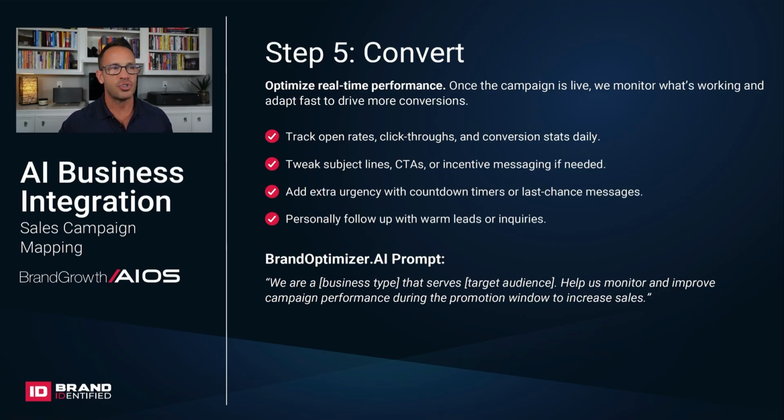Step number 5 is to convert. Optimize real-time performance. Once the campaign is live, we monitor what's working and adapt fast to drive more conversions. So track your open rates, your click-throughs, and your conversion stats daily. Tweak your subject lines, your calls to action, or incentive messaging if needed, and then add extra urgency with countdown timers or last chance messages, and personally follow up with warm leads or inquiries. And then I've given you another BrandOptimizer.ai prompt to help you out here in step number 5.